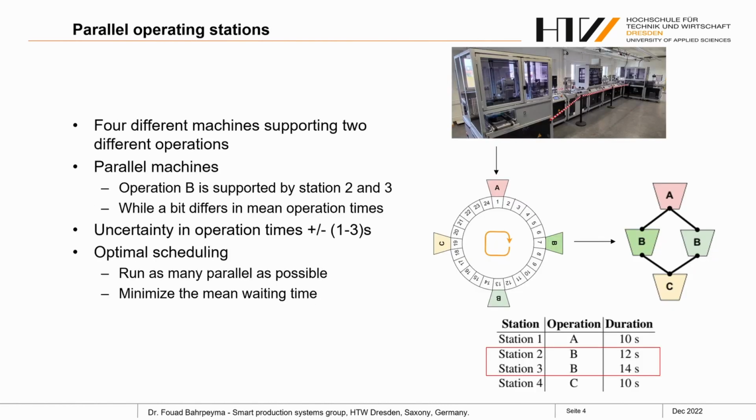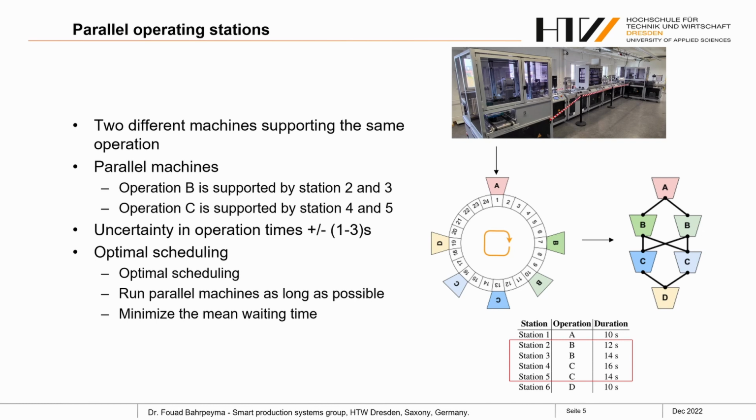In the most basic form of this problem, we have 4 stations and 3 operations, and 2 stations support the same operation. Station number 1 supports operation A, station number 2 supports operation B, station number 3 also supports operation B, and station number 4 supports operation C. At the same time, we have uncertainty in the operation times, meaning that operations in machines can be performed in a margin of 1 to 3 seconds. The overall objective of the scheduling algorithm is to minimize the mean waiting time.